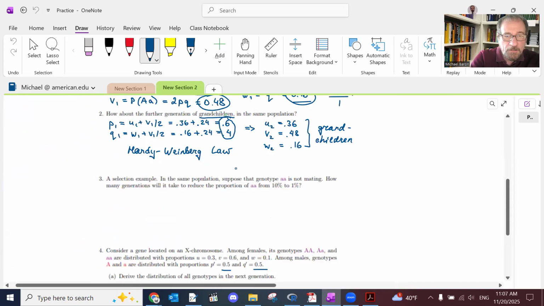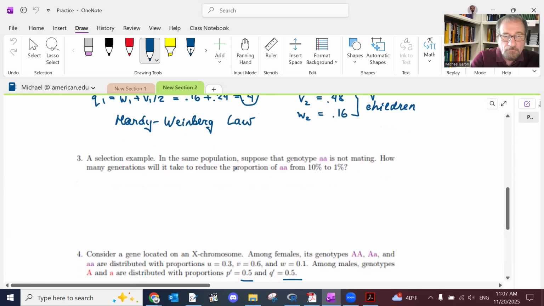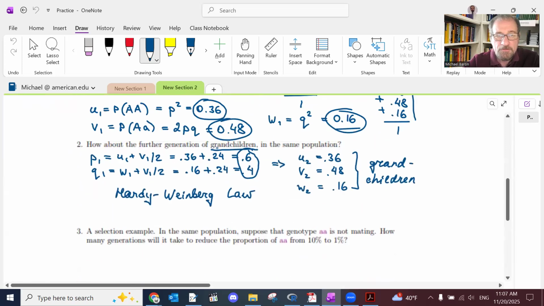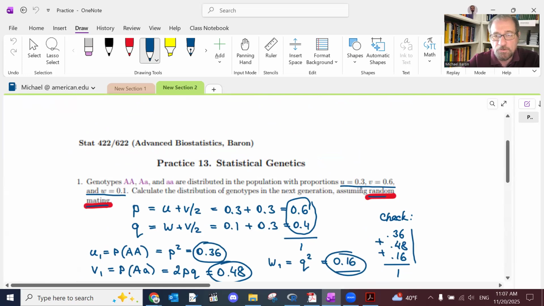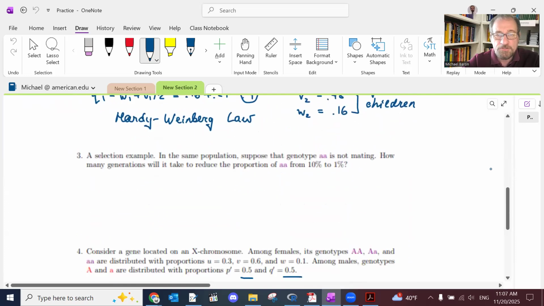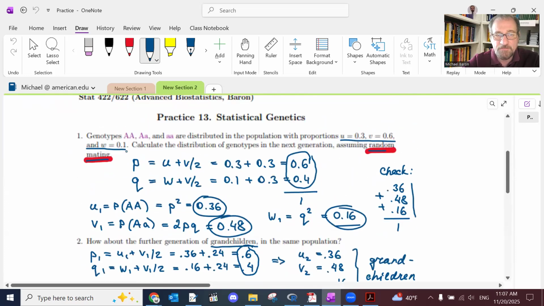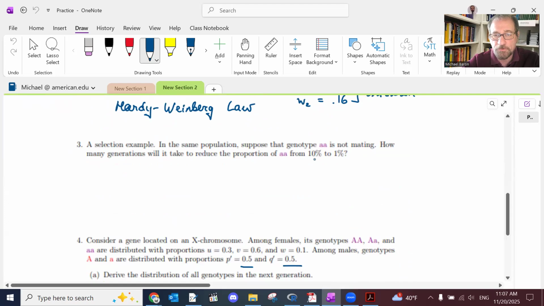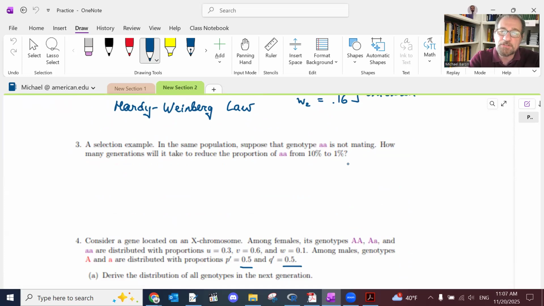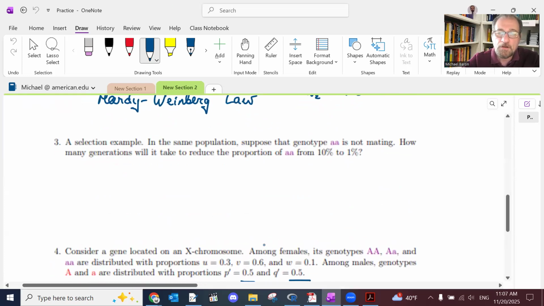Number 3 in our practice. In the same population as we had here, with genotype distribution 0.3, 0.6, and 0.1, the probability of recessive genotype was 0.1. It's too much. You want to reduce it from 0.1 to 0.01, from 10% to 1%. How many generations will it take? How would you answer that question?